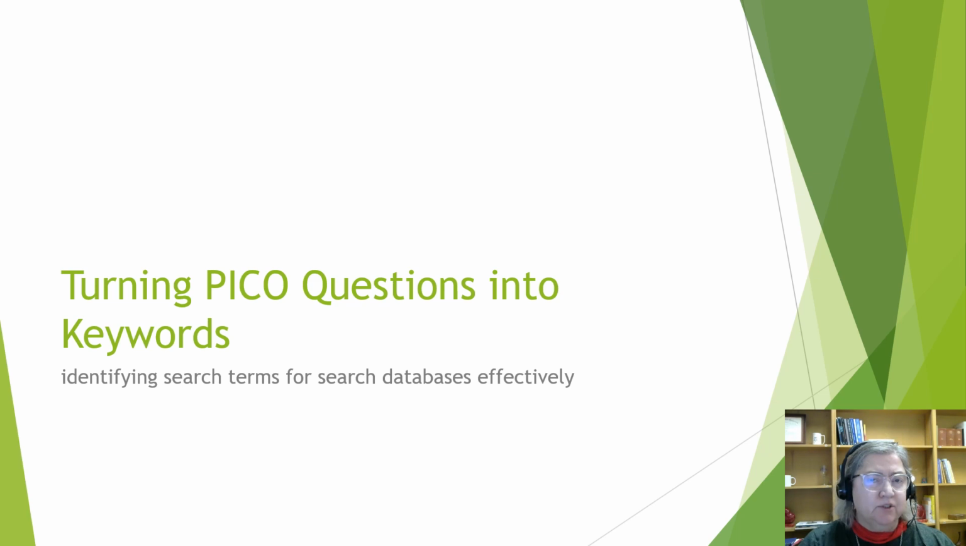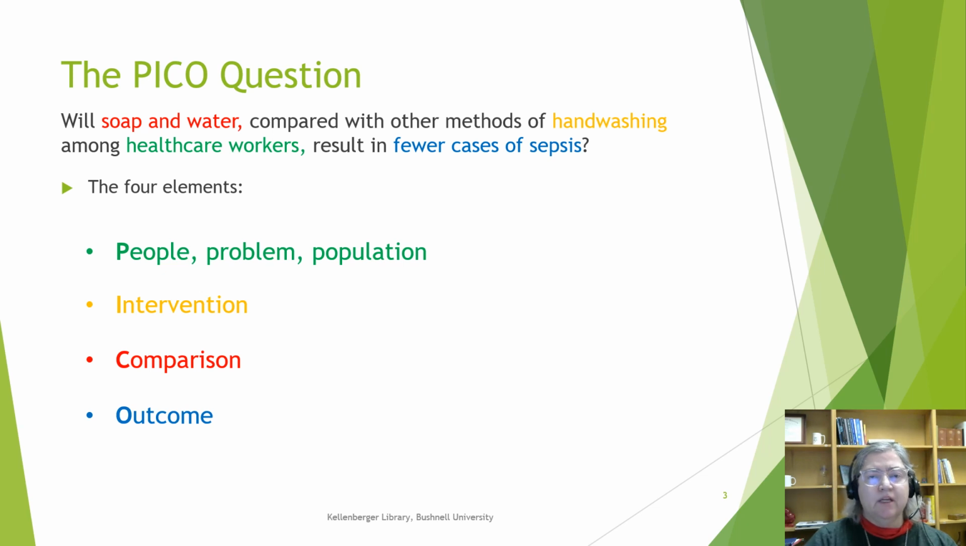The next step is to turn these key elements into useful keywords and search terms for effectively searching the databases. Remember that in our previous tutorial we used this question for practice. All 4 of the required elements of a PICO question are here. Will soap and water, compared with other methods of hand washing among healthcare workers, result in fewer cases of sepsis? These are the 4 elements that we're using.